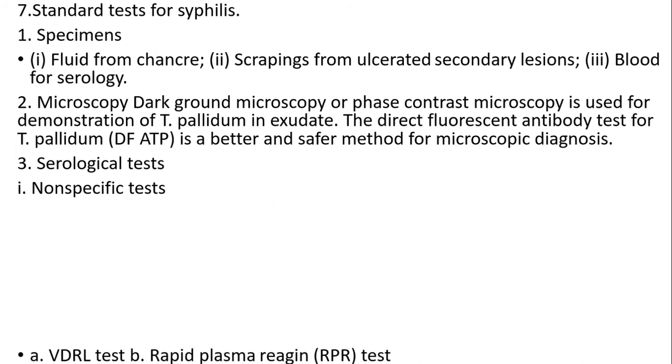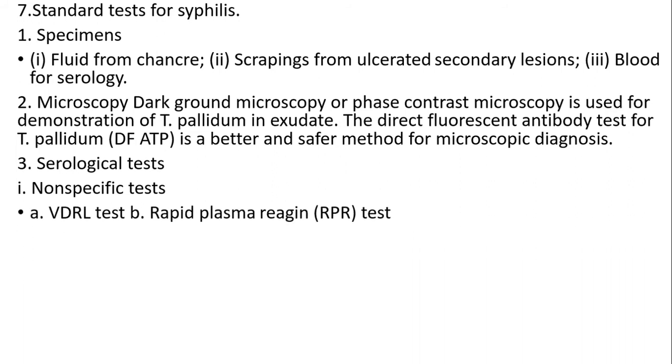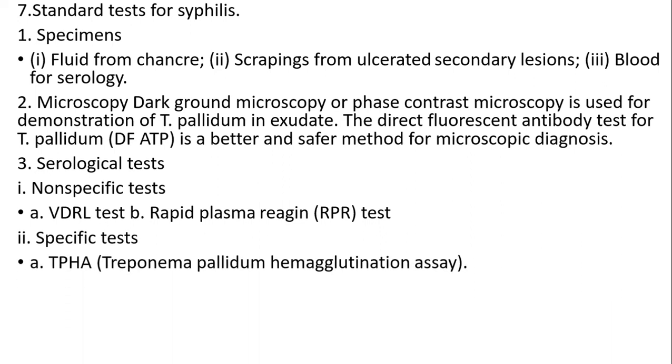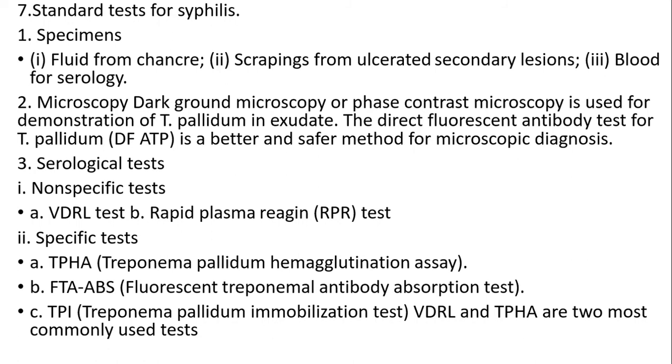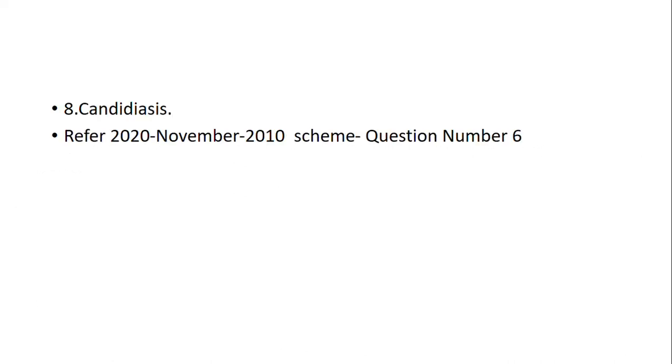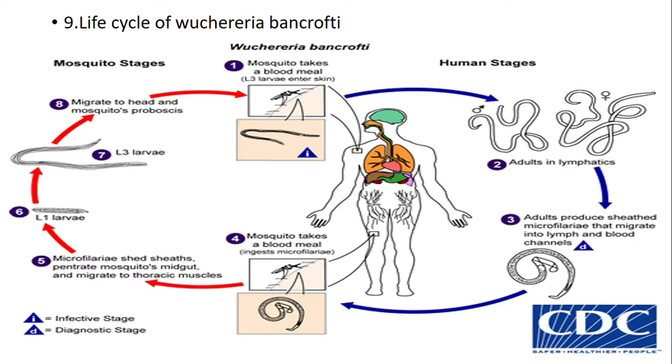Serological testing includes non-specific tests, VDRL and the rapid plasma reagin (RPR) test, and specific tests: TPHA, Treponema pallidum hemagglutination assay; FTA-ABS, fluorescent treponemal antibody absorption test; and TPI, Treponema pallidum immobilization test. VDRL and TPHA are the two commonly used tests. Candida is already discussed. Life cycle of Wuchereria bancrofti.